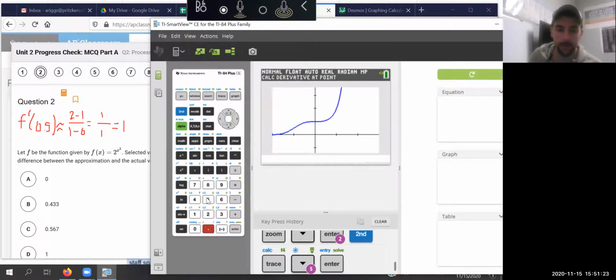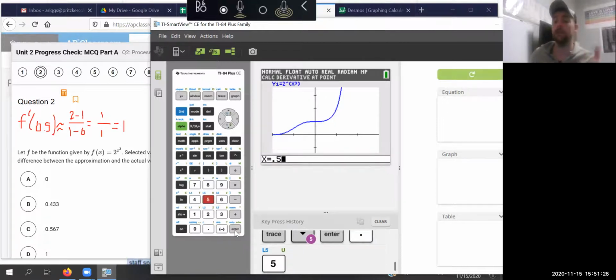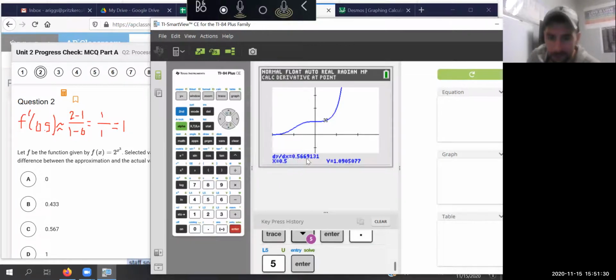You want to tell the calculator what slope you want to find. So if I just type in 0.5, we're going to ask it what is the slope on this function when x is 0.5. And then notice it tells you right there, 0.566. Like that is dy dx at that value. That is the slope at that value. Now, all we want to do is subtract that from 1 because we're trying to compare the exact slope to our estimation. So you can probably already guess the answer is going to be B.